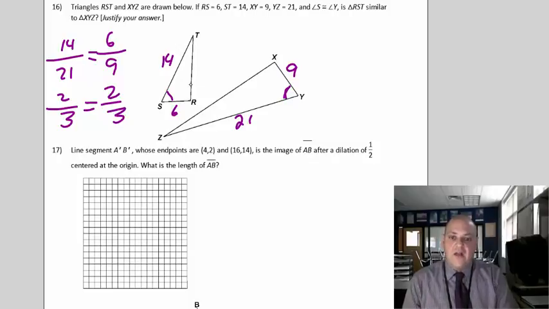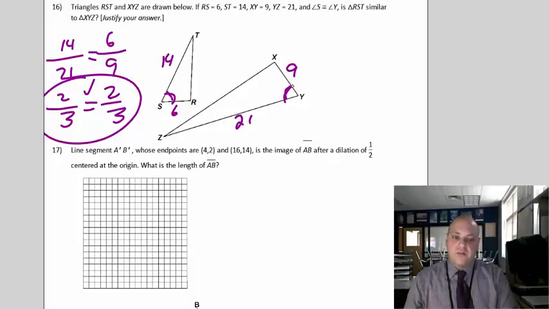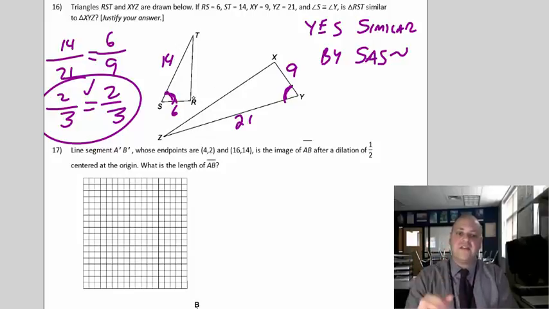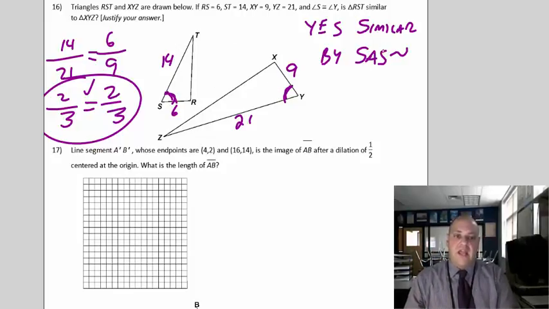Okay. Now, angle S is congruent to angle Y. So, because I have sides proportional and I have congruent angles in between them, I have yes, similar by side, angle, side, similarity. And this kind of shows the proportional sides, and then angle S congruent to angle Y shows that you have the congruent angle that you need.